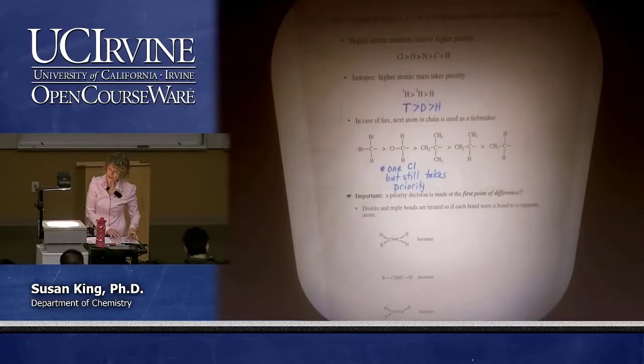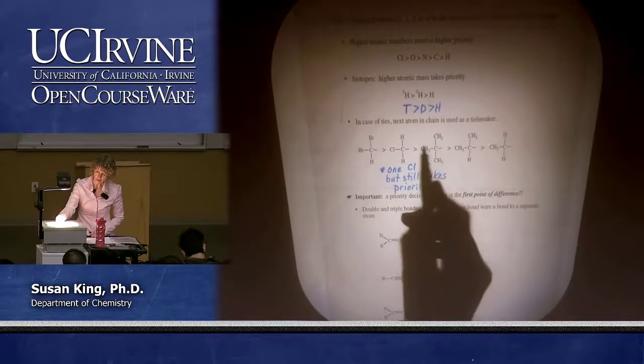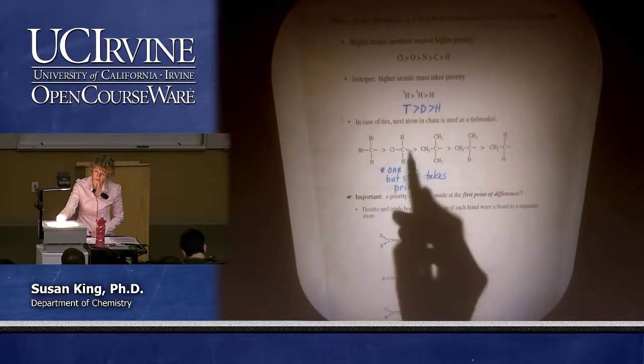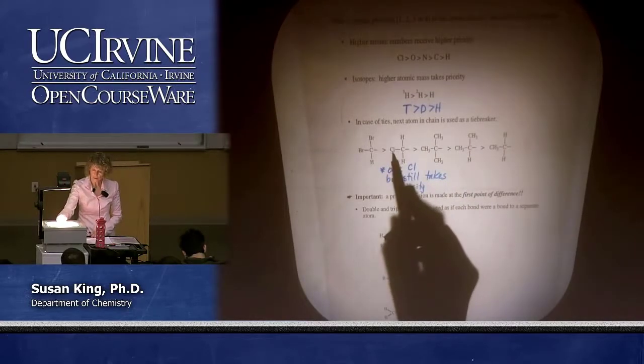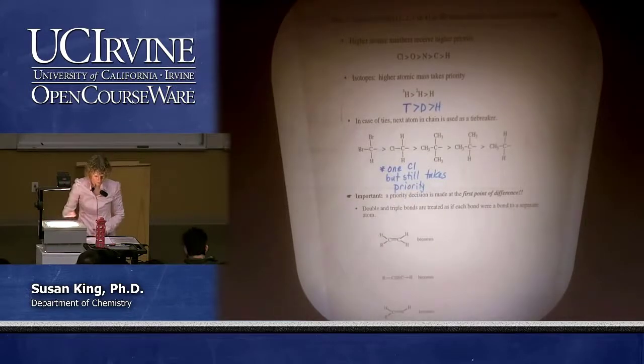Important, a priority decision is made at the first point of difference. So again, even though this carbon is attached to 3 carbons, this is higher priority because we're encountering a chlorine which has a higher atomic number.